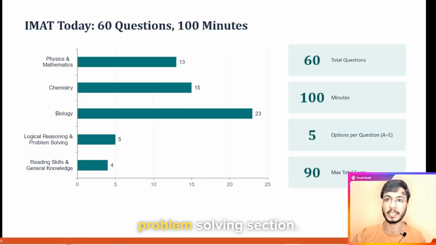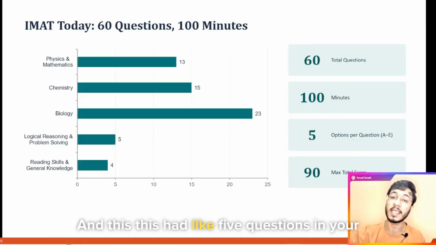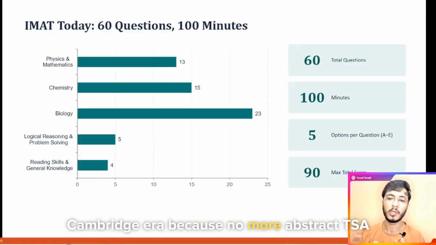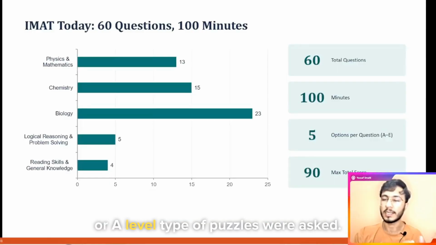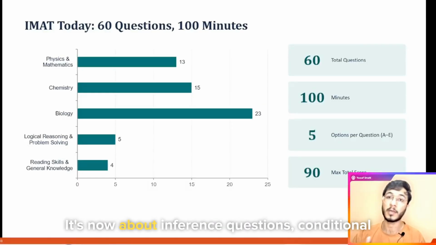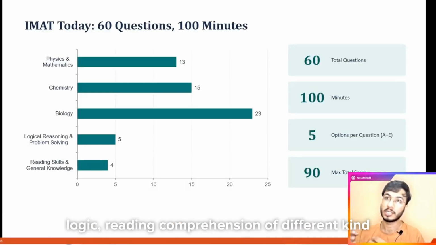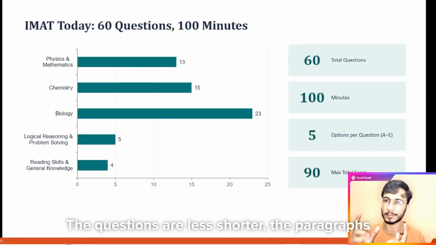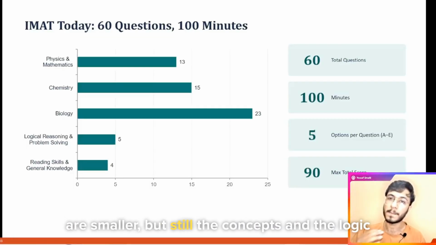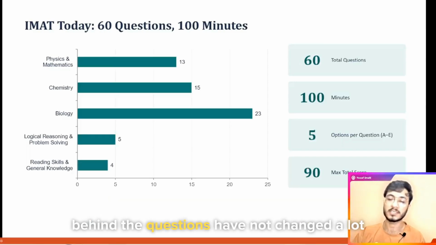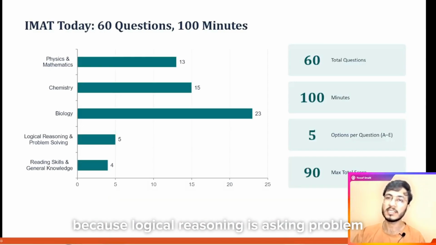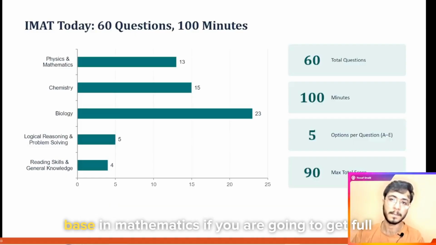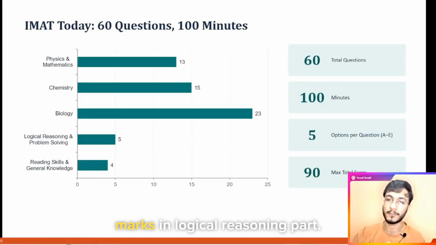And then you have the logical reasoning and problem solving section, and this had 5 questions in your IMAT exam. This is where it differs from the Cambridge era, because no more abstract TSA or A levels type of puzzles were asked. It's now about inference questions, conditional logic, reading comprehension of a different kind, and quicker to solve than before. The questions are shorter, the paragraphs are smaller, but still the concepts and the logic behind the questions have not changed a lot, because logical reasoning is asking problem solving questions a lot. So that's why you need to have a really good base in mathematics if you are going to get full marks in the logical reasoning part.